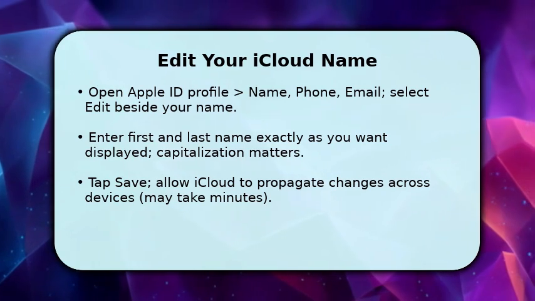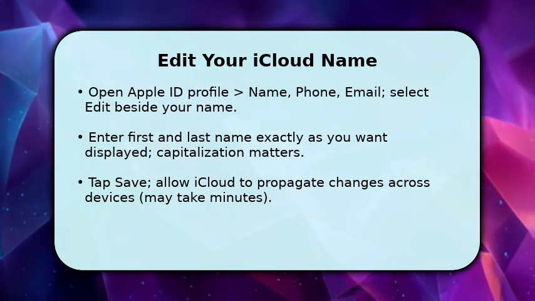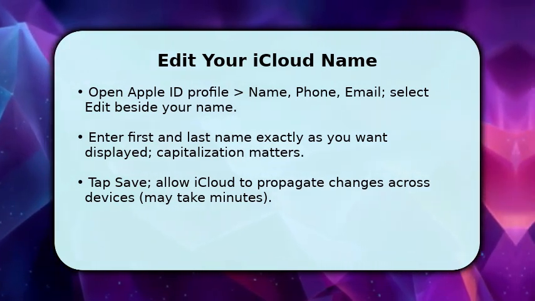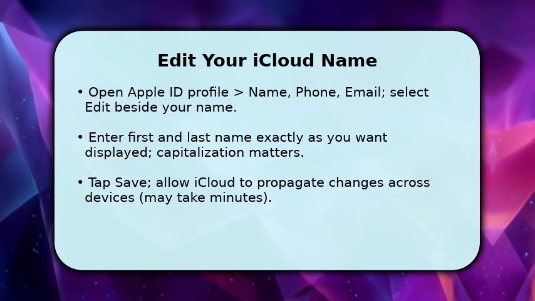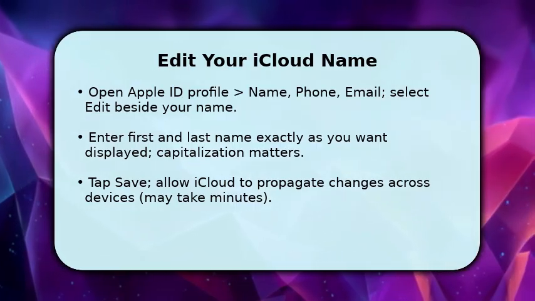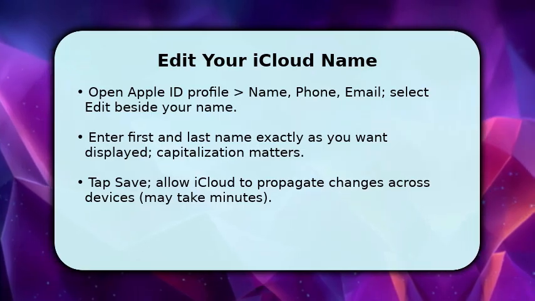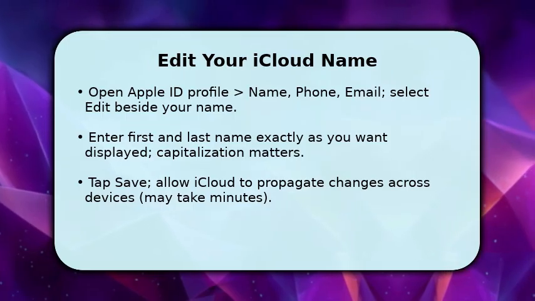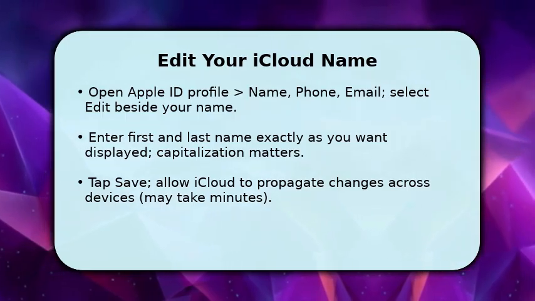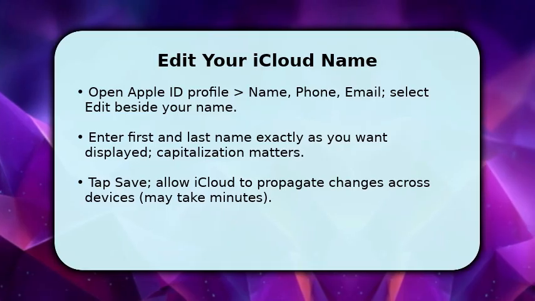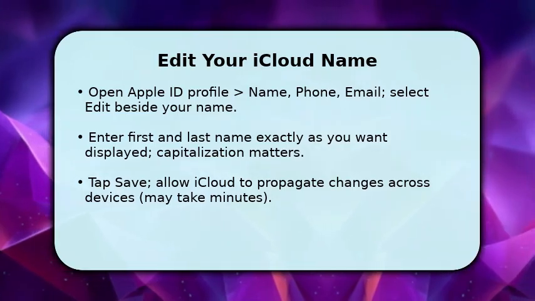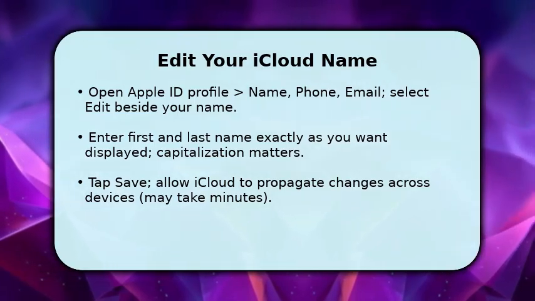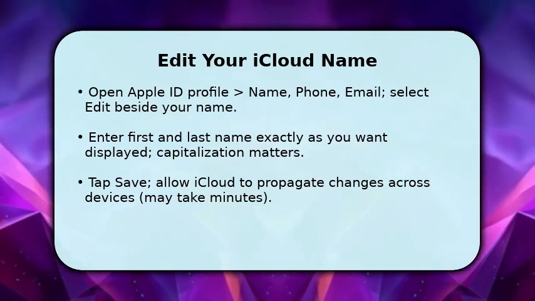Open your Apple ID profile and choose Name, Phone, Email, then tap Edit next to the name field. You'll enter first and last names exactly as you want them to appear. Capitalization and spacing carry through to contacts and shared files. Once you tap Save, iCloud begins propagating changes to all devices. Make sure other devices are online. If one is offline, it will update when it reconnects, so give it a few minutes for everything to sync.